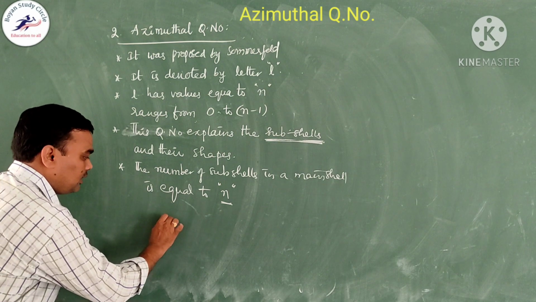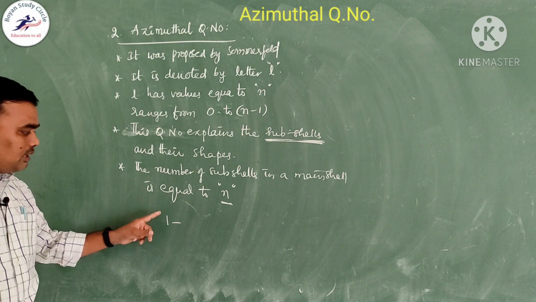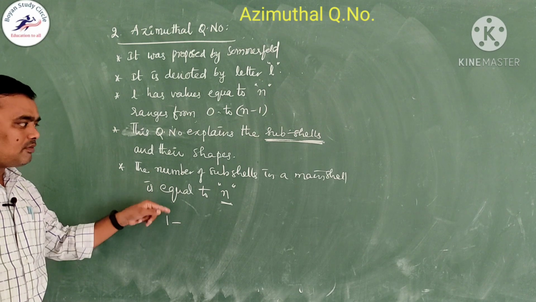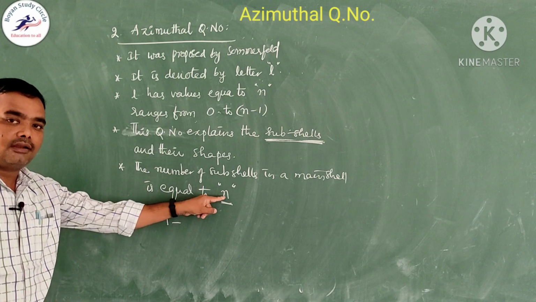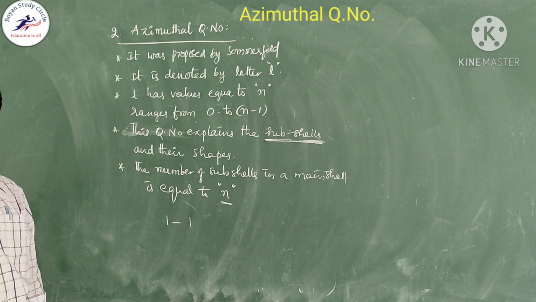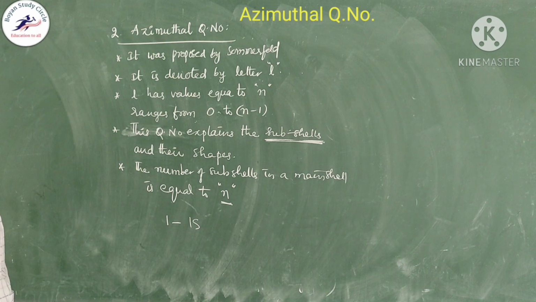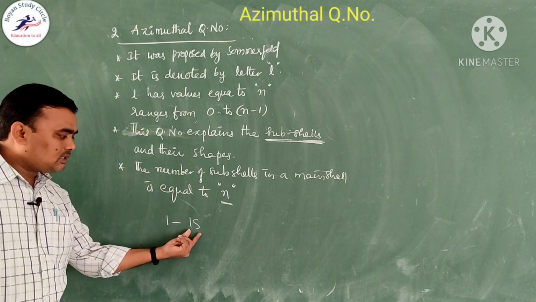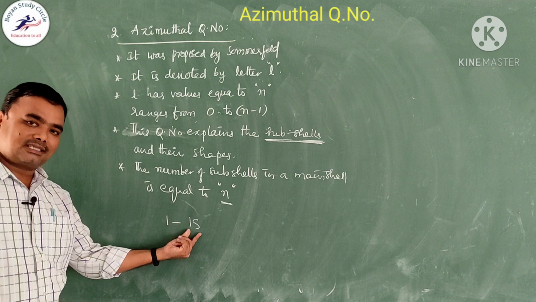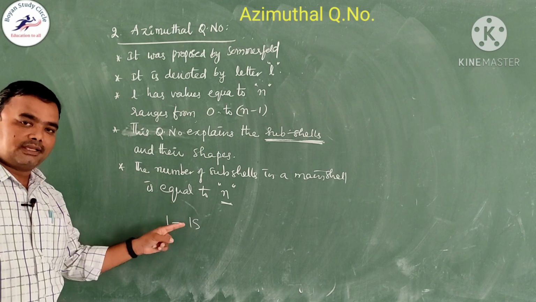For example, you take the main shell 1, that means the first orbit. In the first orbit, the number of subshells present is equal to n, that means n is equal to 1 here, so only one subshell is present. That one subshell is nothing but 1s. In the first orbit, what is the subshell present? S is the subshell, and as it is present in the first shell, it is called 1s.